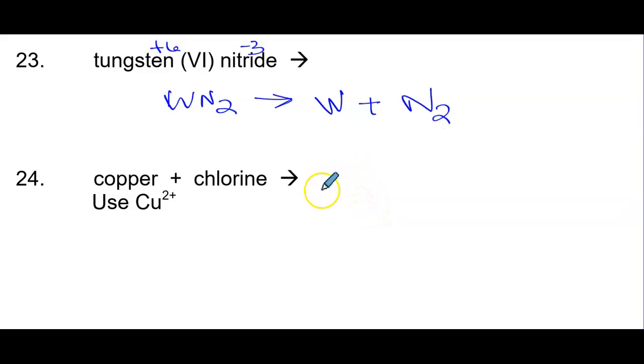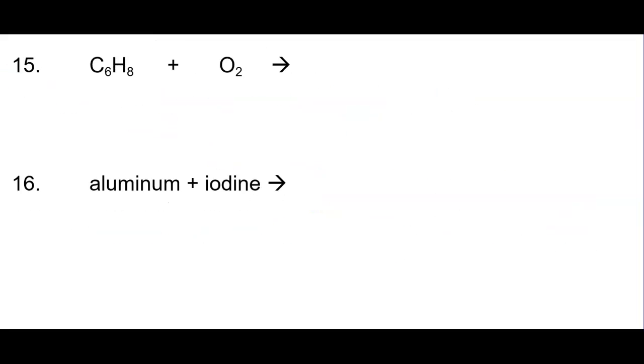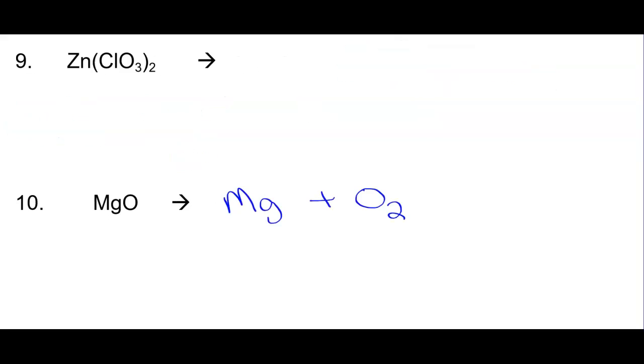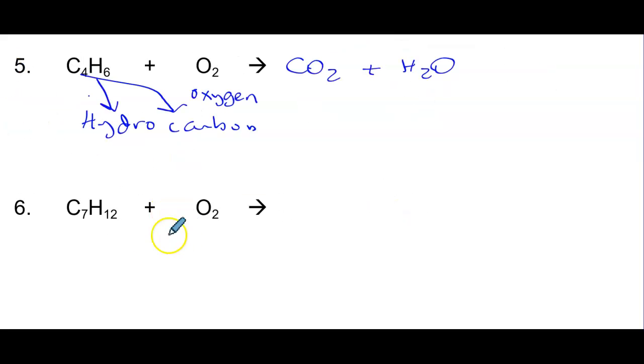We are going to go look at number 6 next. Okay, this is a combustion. How do I know? I have a hydrocarbon plus an oxygen. You need to memorize that it forms CO2 and H2O, and then you'll need to balance. We're looking at number 16 next.